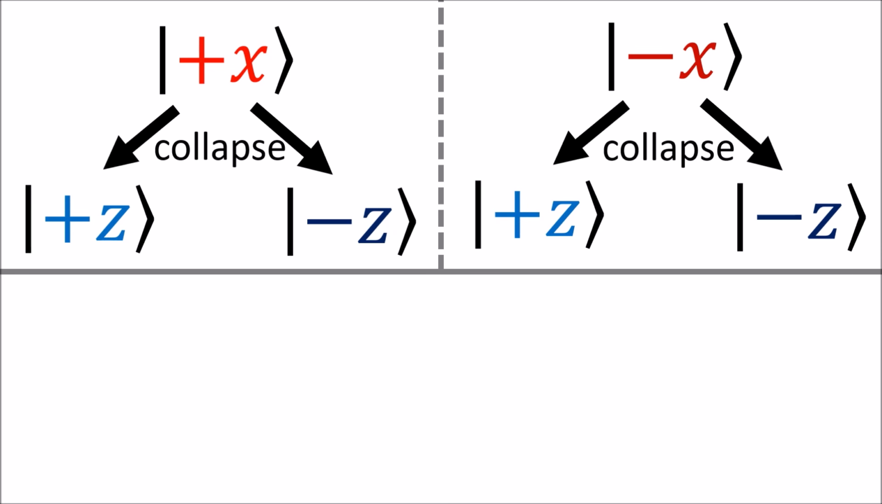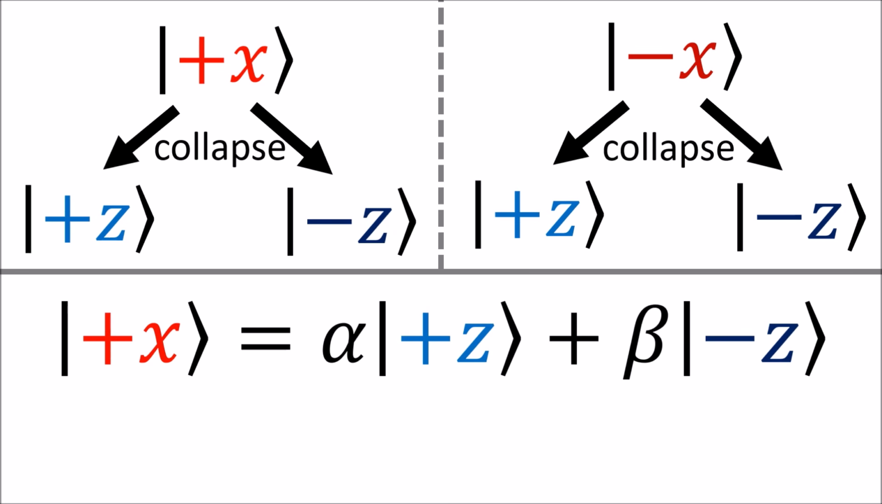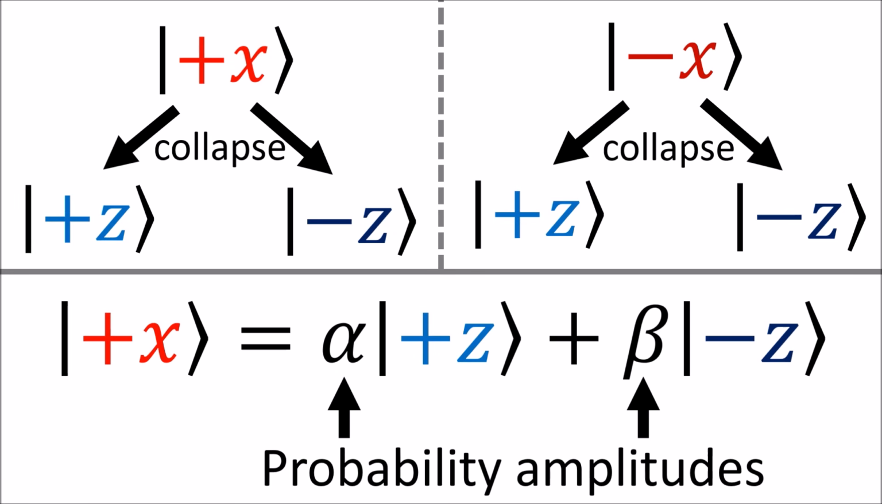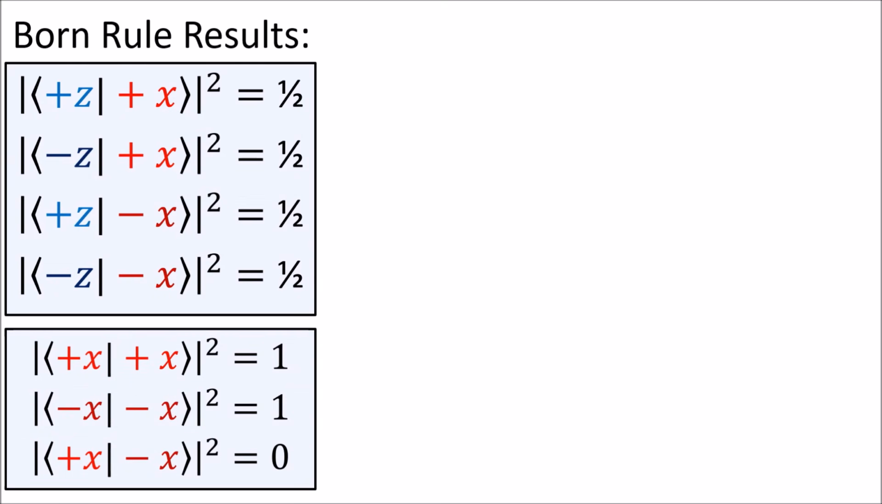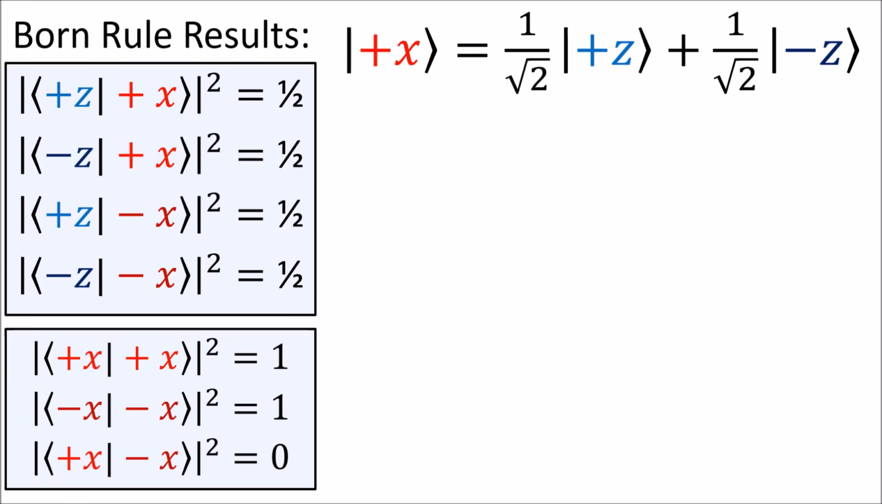This is telling us that the plus x state can be written as a quantum superposition of the plus z and minus z states, with the proper coefficients, because it can collapse into either one after a measurement. And remember, quantum superposition is just a fancy way of saying linear combination. In order to get the expected probabilities of 1/2 from the experiment, we need to set the coefficients for plus x to be 1 over the square root of 2 and 1 over the square root of 2.